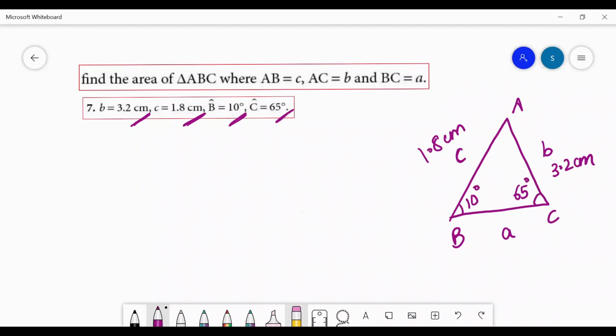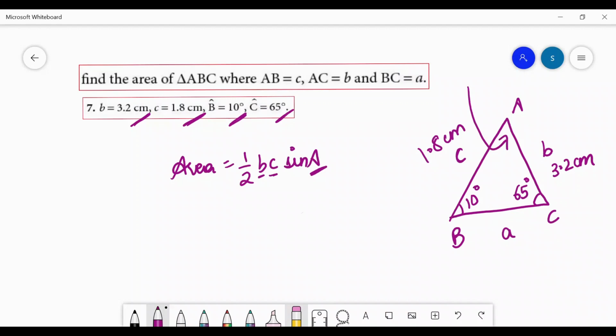The usual formula for the area of a triangle is half base into height, but we don't have height here. We just have two sides and two angles. So we're going to use an alternate formula, which is half BC sine A. B and C are the lengths of the sides. So this can be any two given sides in the triangle, and this is the angle between the two sides. This is called the included angle. Since we're given B and C sides here, we're going to take A as the included angle.